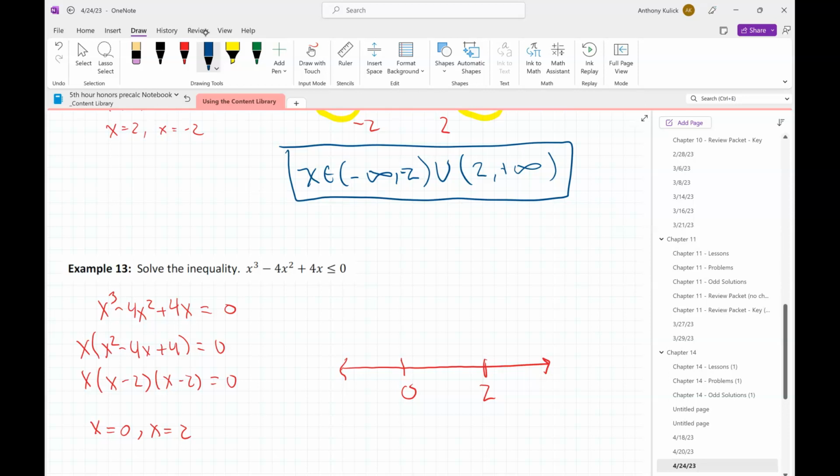Now this time, should 0 and 2 be included in my solution set? Yes, because it's an "or equal to." So this time I'm going to put a filled circle in there to remind myself that those are a member of my solution set. And I'm going to do the same thing I did before. I'm just going to pick some values. So I'll pick -1 for something less than 0, +1 for something between 0 and 2, and 3 for something bigger than 2. Now the place where I'm going to imagine plugging them in is right here.